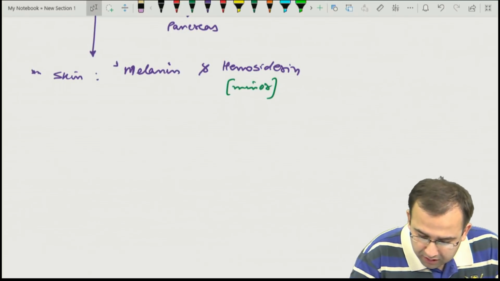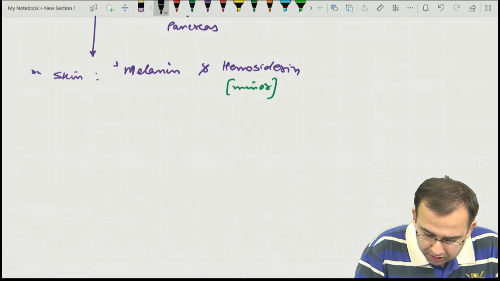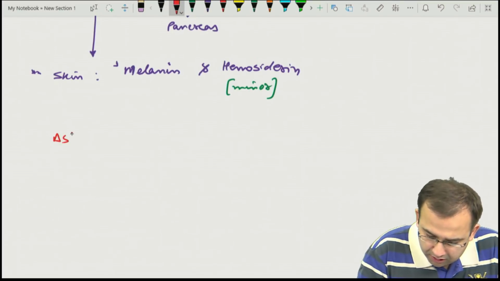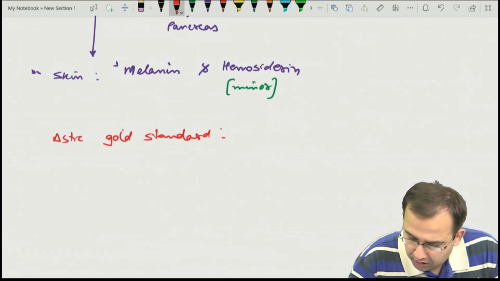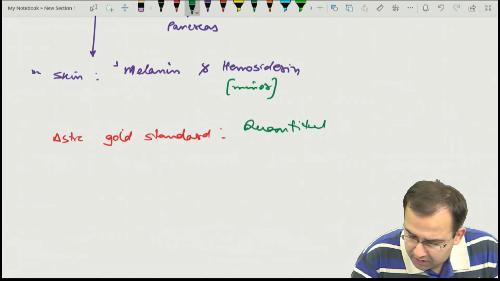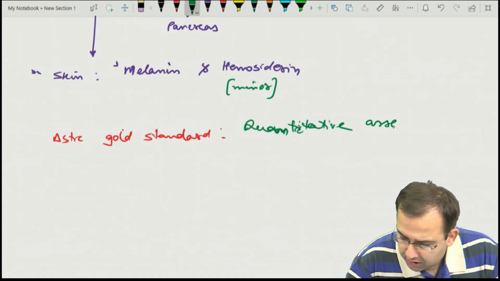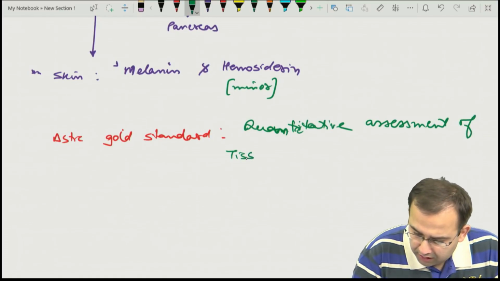Hemochromatosis, the diagnostic gold standard. The diagnostic gold standard for hemochromatosis is quantitative assessment of tissue iron. Quantitative assessment of tissue iron content.